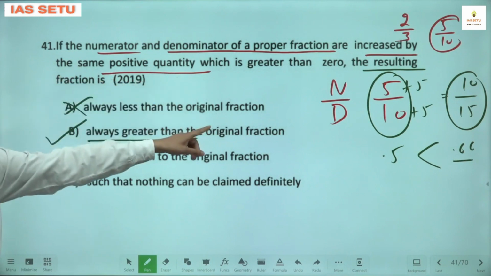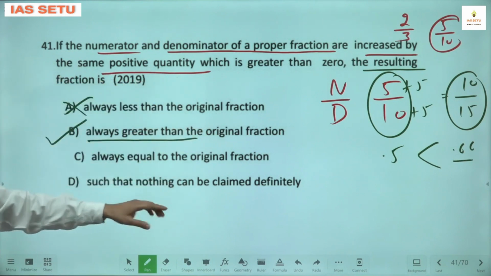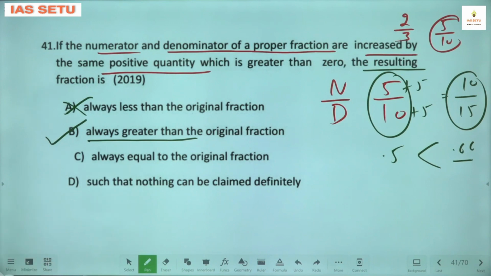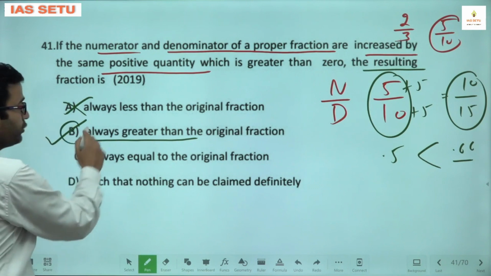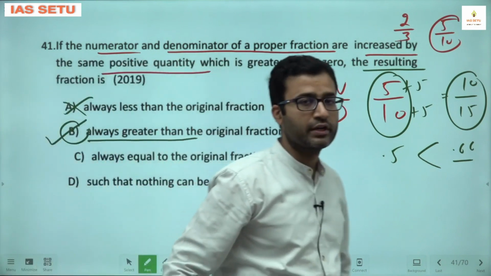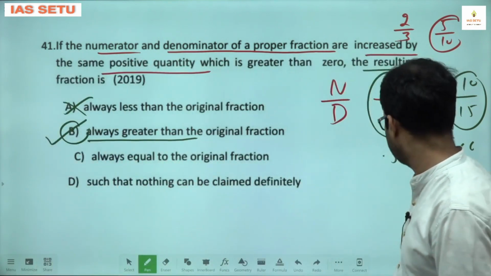It will never be equal, such that nothing can be claimed definitely. Since this is a proper fraction, yes, we can claim. In case of an improper fraction, we have the opposite result. I already gave it in my lecture. So here the answer is B. You can just put the value and you can get your answer. You can cross check actually.